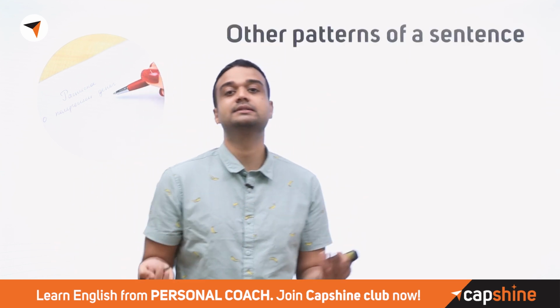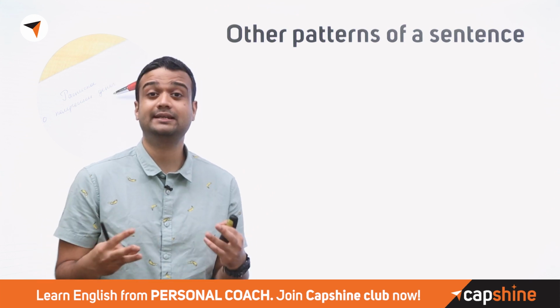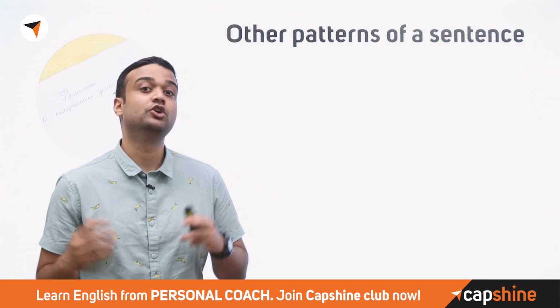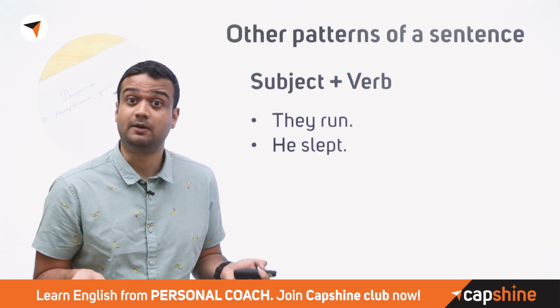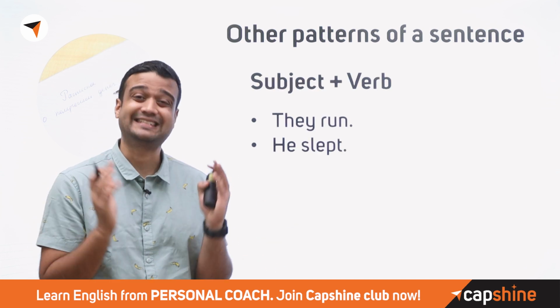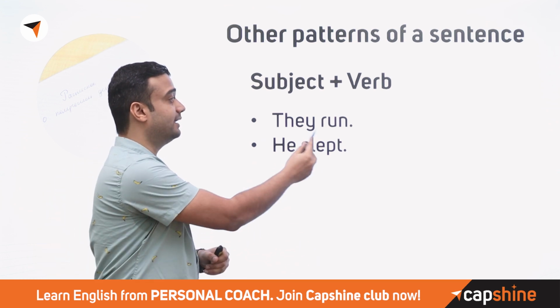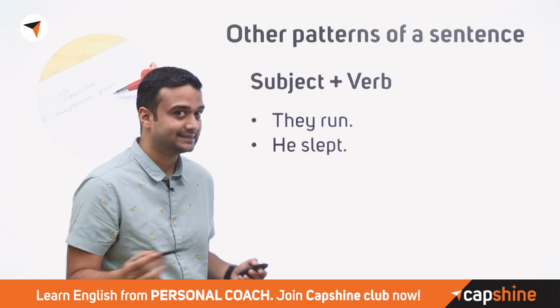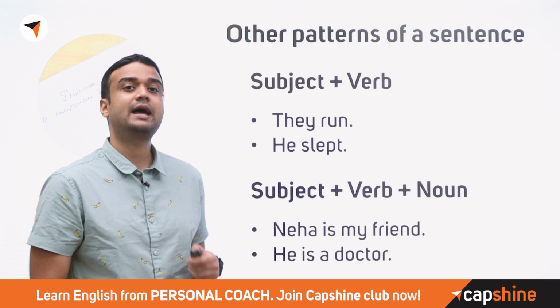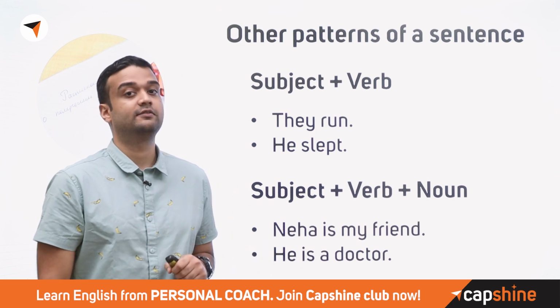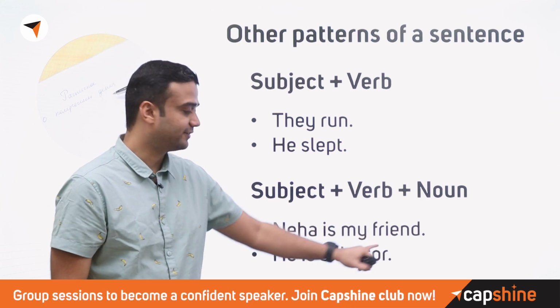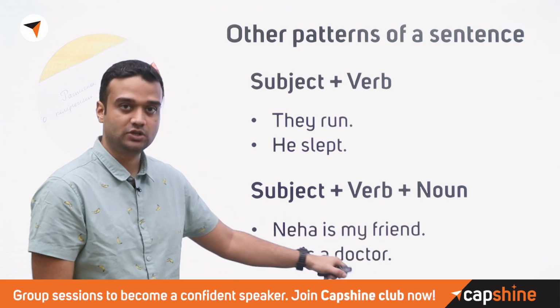Let's look at what patterns can be created where we can make more basic or slightly more complex sentences using these things we've learned. So you could have subject plus verb alone. Remember I told you subject and verb is necessary to make a sentence. So they run, so subject and verb. He slept, great. You could also have subject plus verb plus noun. This is very similar to your subject, verb and object format, which is Neha is my friend, right? Or he is a doctor.